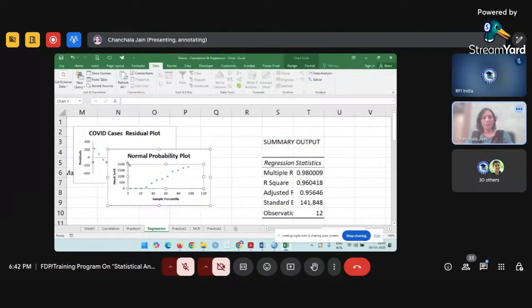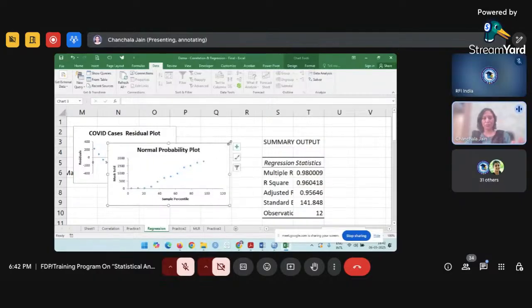Visible? Yes, ma'am. So I'm not making any changes here. I'll try only to stretch it so that you can see.